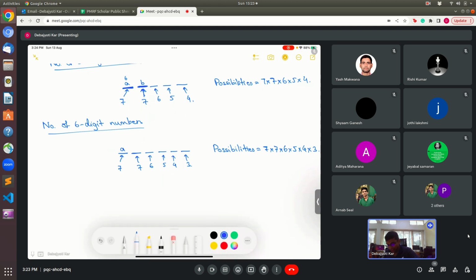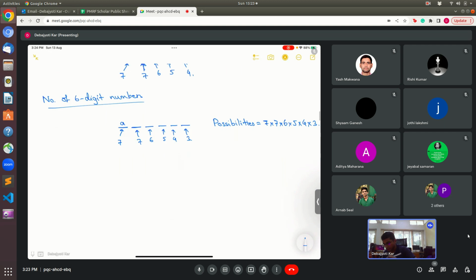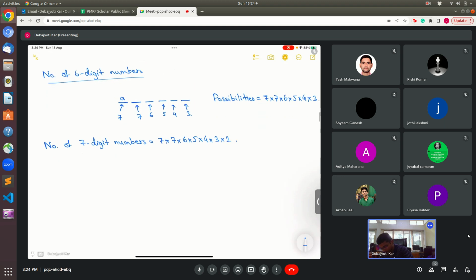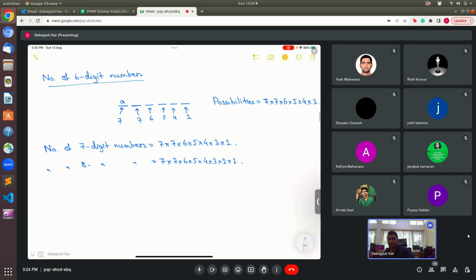Okay, and in exactly the similar way, we can count for 7 digits. What will be the answer? If we do it in exactly the same way, again it is going to be 7 into 7 into 6, 5, 4, 3 and finally 2 into 1. Okay, and then finally you just have to add these.